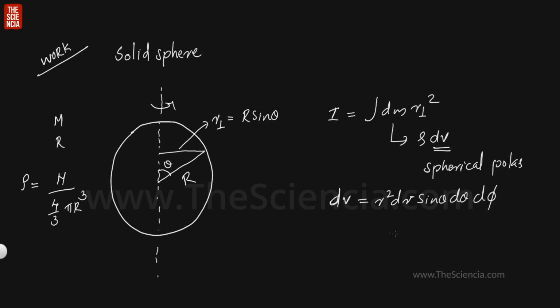Here this theta will vary from 0 to pi, and d phi will vary from 0 to 2 pi. Okay, now what you have to do is substitute all these values in the integral and integrate, so you get the answer. Okay, and write the answer here.